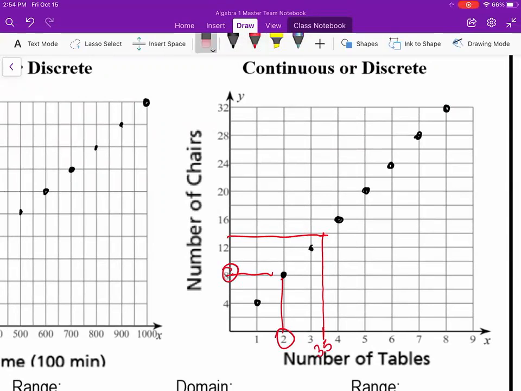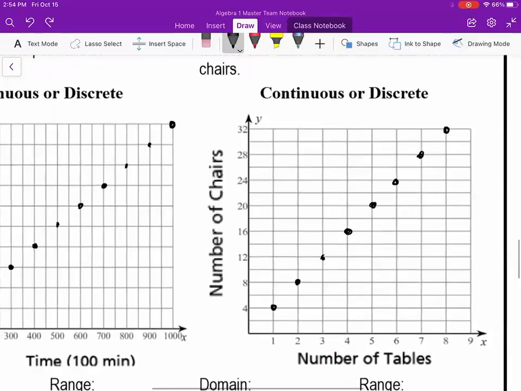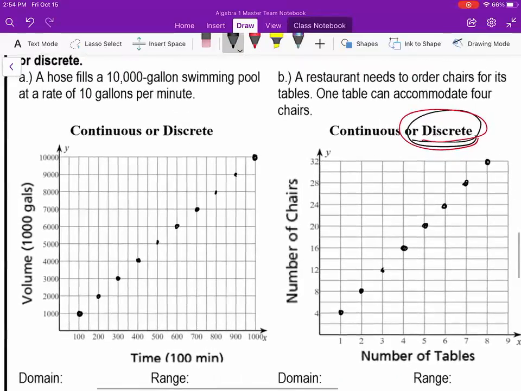So another example, can we have 5.5 of a table or 6.25 of a table? And the answer is no. So that would not be possible, which means that I cannot connect the dots because there's nothing in between. We cannot break a table. So in this case, this would be what we call a discrete function because we cannot connect the dots. Now, in terms of letter A, think about it this way.